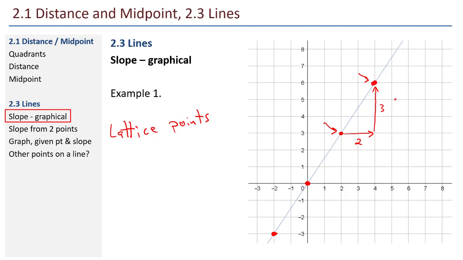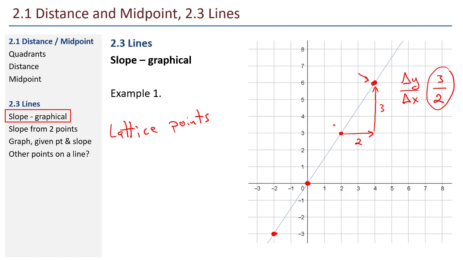Now when I write change in y, a lot of times mathematicians abbreviate that with a capital delta y. That means change in y. So the change in y is 3, and the change in x was 2. And the slope is figured out by taking a fraction that has change in y divided by change in x. So this particular line has slope 3/2.